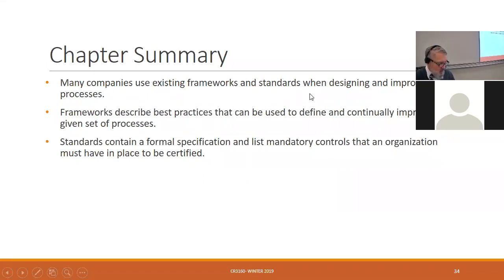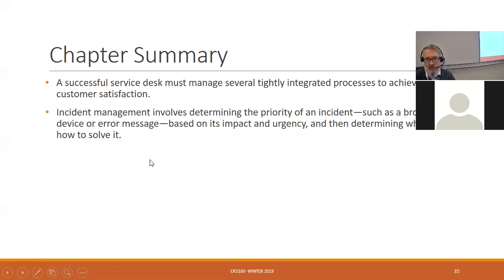Frameworks and standards. The main takeaway you should have from that is that frameworks are optional. They're very nice ideas, but they're optional, whereas standards offer certification, and many parts of them are not optional at all. And as it says there, frameworks are for best practices, but standards are very formal and detailed specifics of what you have to do, and they give you a certificate.